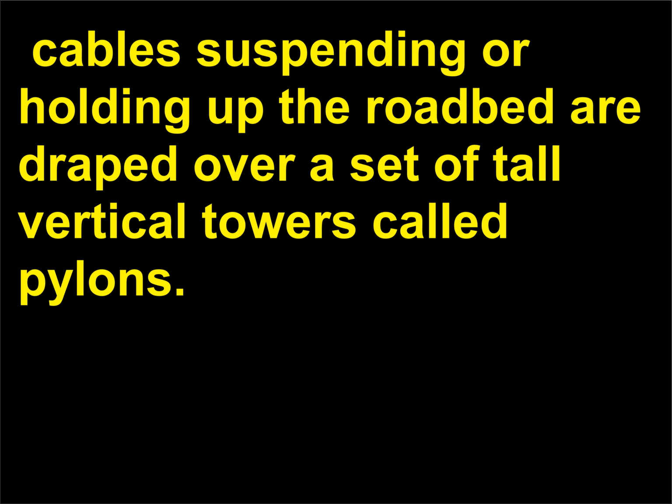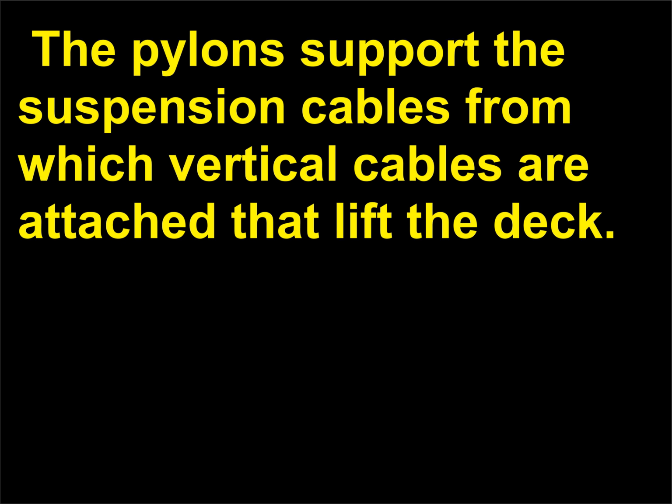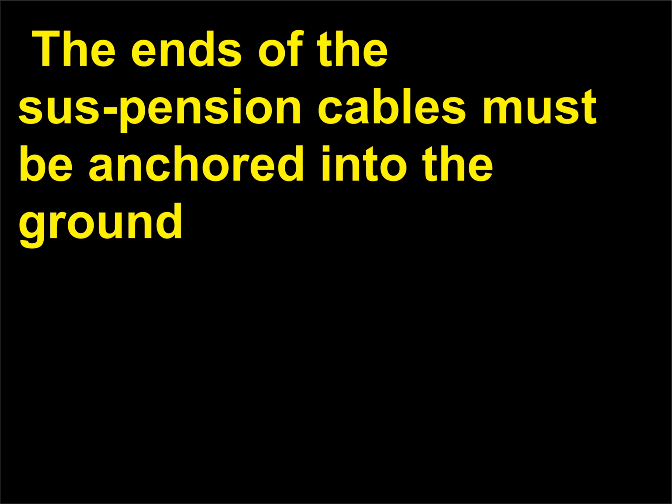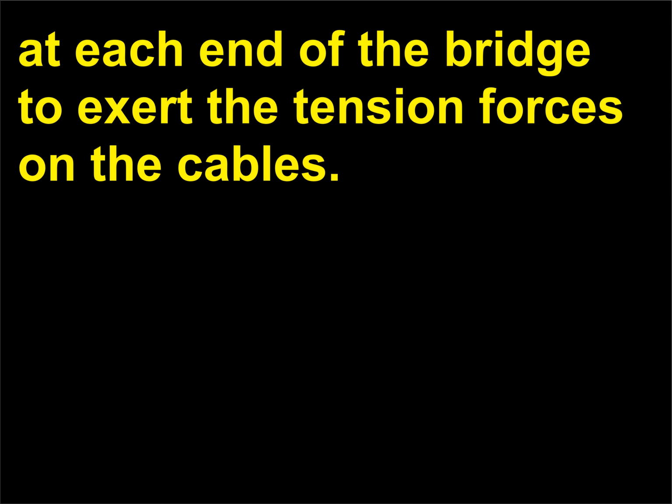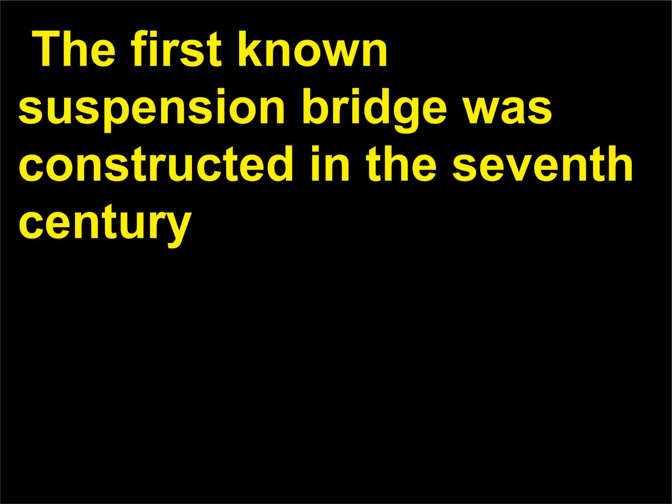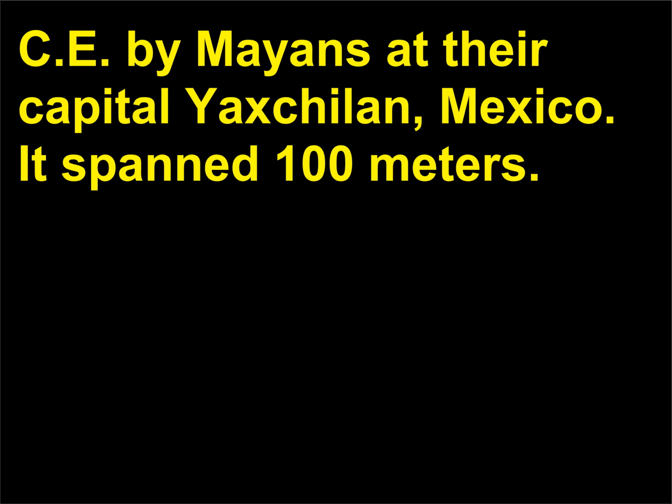Cables suspending or holding up the roadbed are draped over a set of tall vertical towers called pylons. The pylons support the suspension cables from which vertical cables are attached that lift the deck. The ends of the suspension cables must be anchored into the ground at each end of the bridge to exert the tension forces on the cables. The first known suspension bridge was constructed in the 7th century CE by Mayans at their capital Ixtlan, Mexico. It spanned 100 meters.